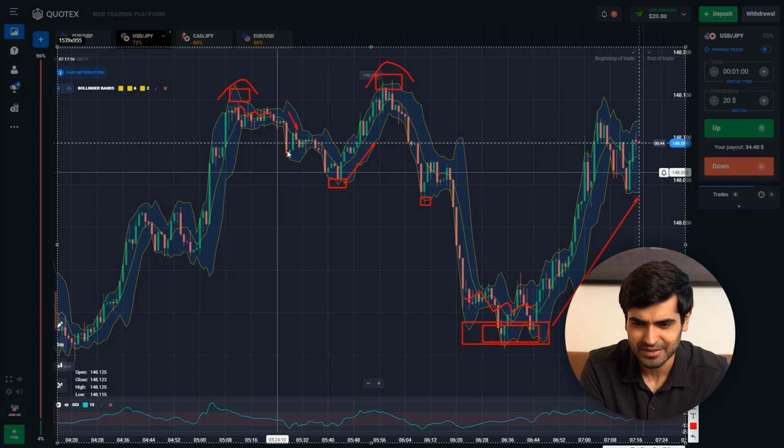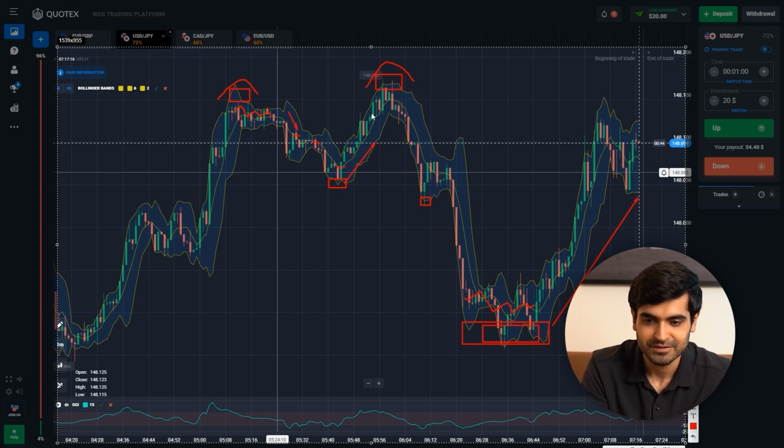Signals also come from the interaction between the price and the middle Bollinger Band. A breakout and rejection of this line can also be a reason to enter the trade. Thus, the indicator bands act as support and resistance zones for finding ideal reversal points.